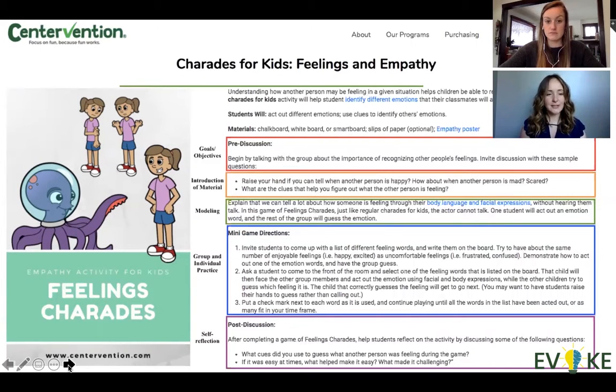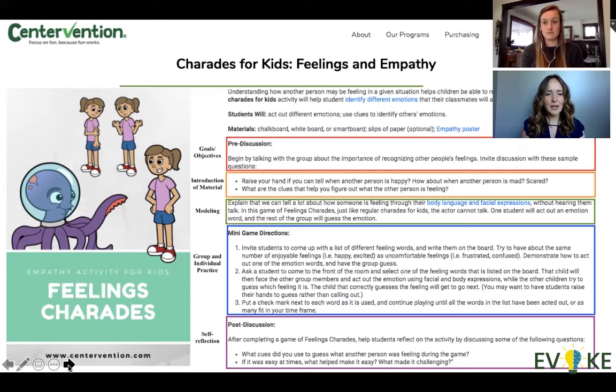So this is an example from Centervention. It has a lot of really great resources for SEL instruction. Looking at this, you see it's charades for kids, feelings and empathy. Basically what happens is one of the kids chooses an emotion and they act it out in front of the other students, and they have to try to guess what the emotion is.